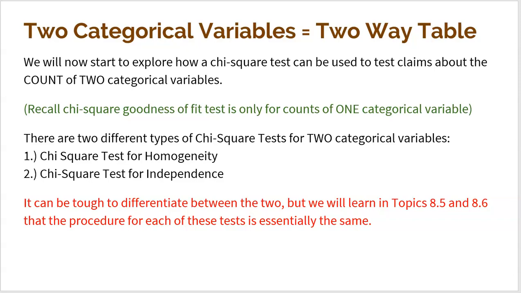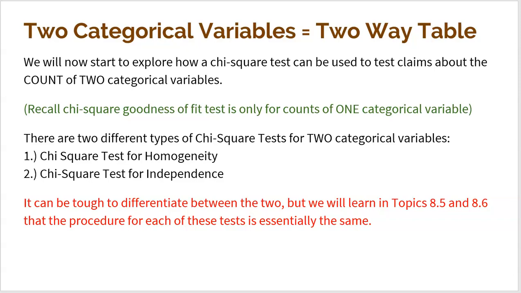We will now start to explore how a chi-squared test can be used to test claims about the count of two categorical variables. Now, recall chi-squared goodness of fit test was only for one categorical variable at a time. And we wanted to see how well the values we observed fit with what was expected. Well, this is very different because now we're working with two categorical variables. So there's two different types of tests when you're working with two categorical variables, a chi-squared test for homogeneity and a chi-squared test for independence.